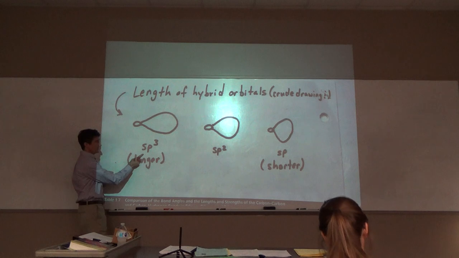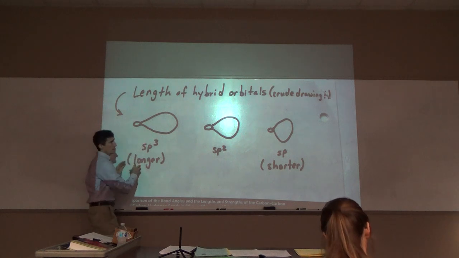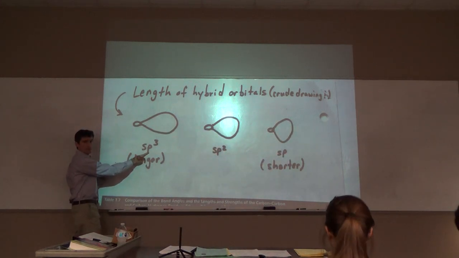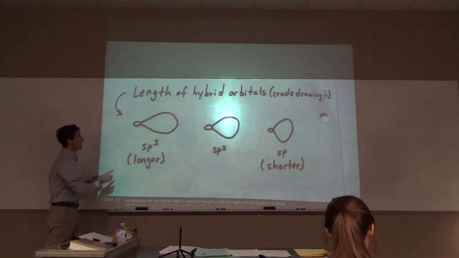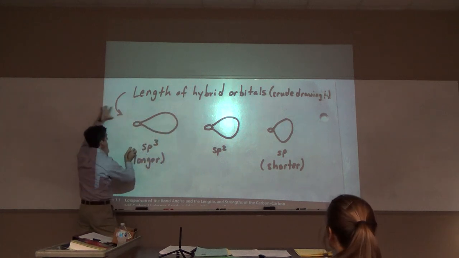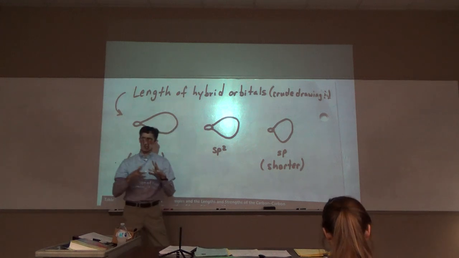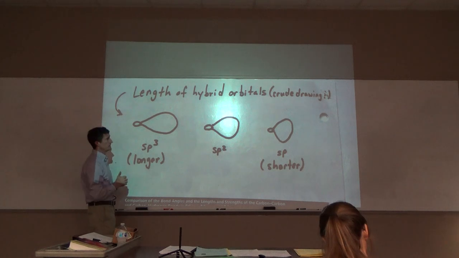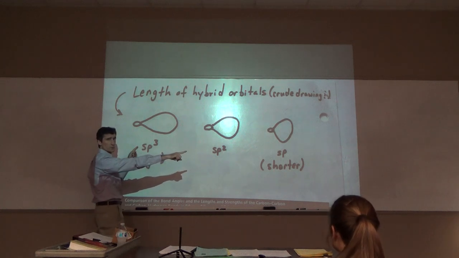This guy has less S character. It's only a quarter S and three quarters P. Less S character means it's going to be less rounded. This is more S character, more rounded and thus shorter. This is more P character, 75% P, so it's longer, closer to what a full P is. A regular P would just be sort of like this, and you'd have the dumbbell over here because you wouldn't be mixing anything. I'm not even talking about the size of the back lobe. Let's not go there. Percent S character, length, but also energy. Which is the highest energy orbital?